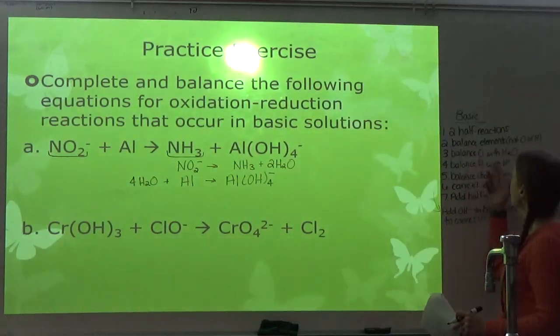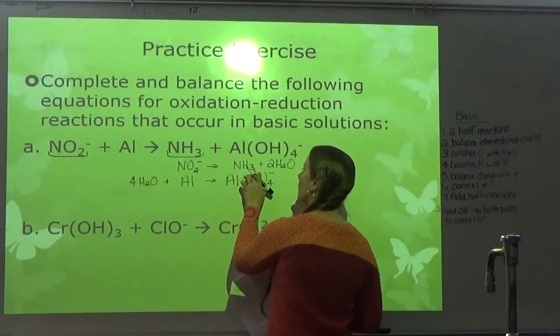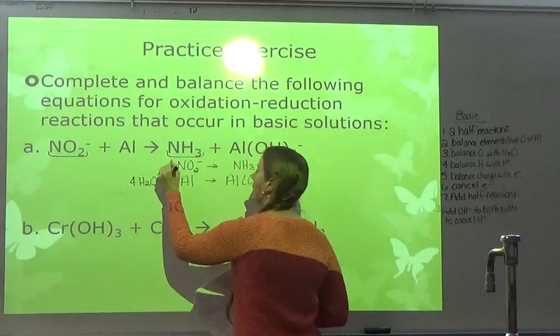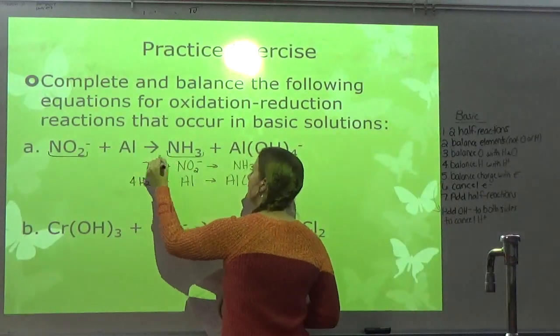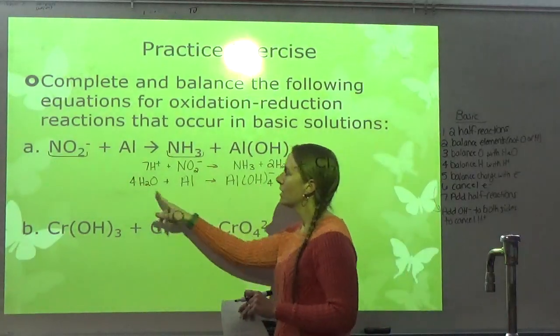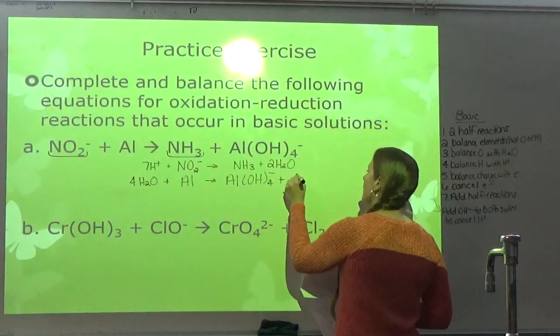Alright, next I'm going to balance my H's with hydrogens. Okay, so I have 3 plus 4, which is 7 H's on this side. So I need 7 H plus over here. Alright, here I have 4 H's, but on this side I have 8 H's. So I'm going to need 4 H's on this side.